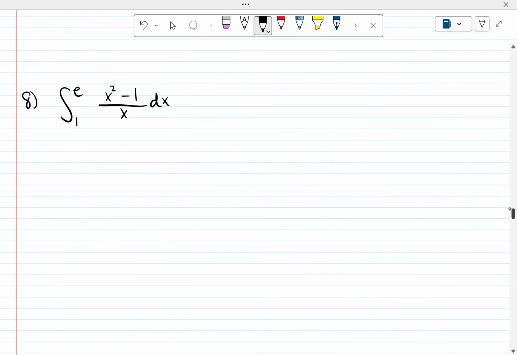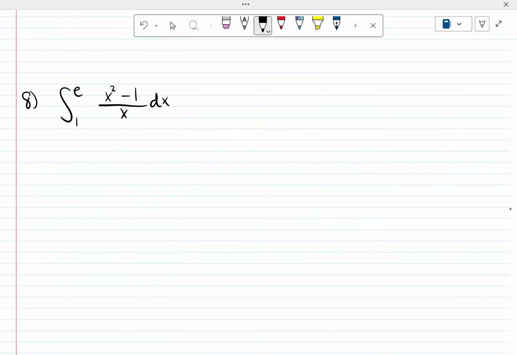Okay, let's move on to question 8. So we have the integral from 1 to e of (x squared minus 1) over x, all over x, dx. So how should I do this? Should I use U substitution? I don't think it'll work if we do use U sub.